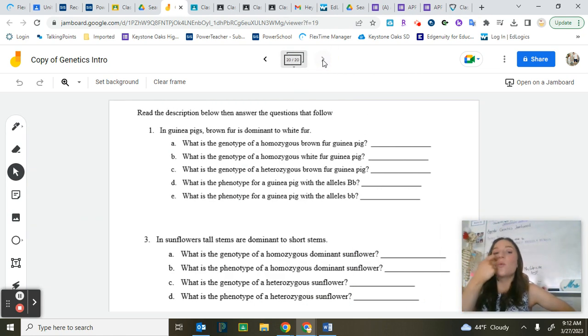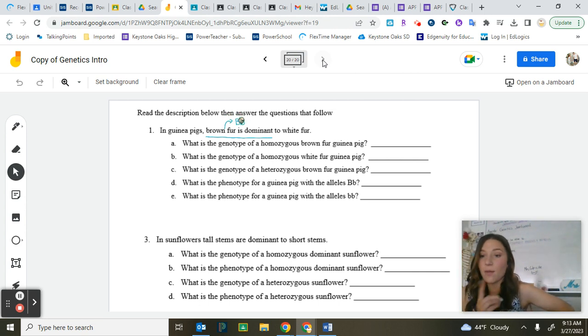On our last slide, we want to answer these questions by making like a little key. So for number 1, it says in guinea pigs, brown fur is dominant to white fur. So the first thing you guys want to do is make a key using letters, whatever letters you want, of what's dominant and what's recessive. If I said brown fur is the dominant color, then we know that that's going to be represented by capital letters. So I'm going to use B for brown. It doesn't matter. But I'm going to be using a capital B, capital B.